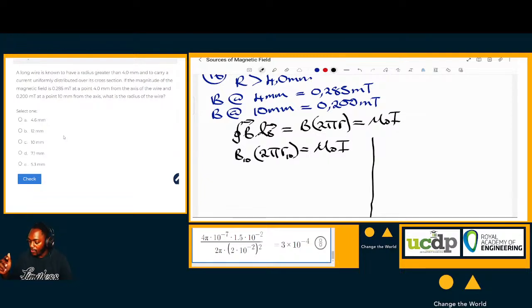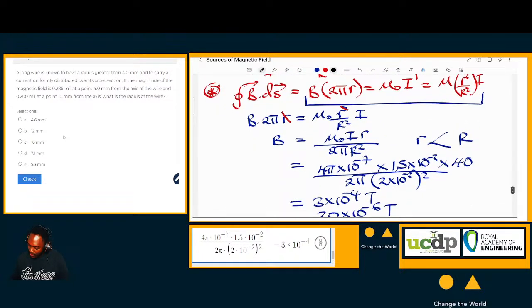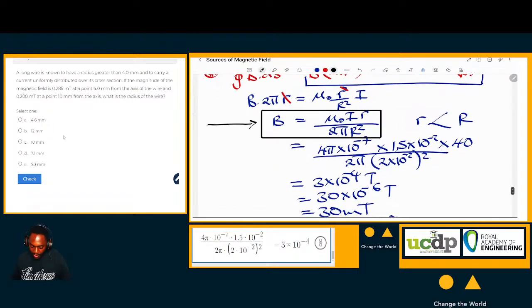Okay, so if it's greater than 4 millimeters, which means r4 is less than the radius. Okay, which reminds us of what we worked out in our previous question: if our radius is less than the actual radius, then this is our value for B. Okay, B is equal to that.